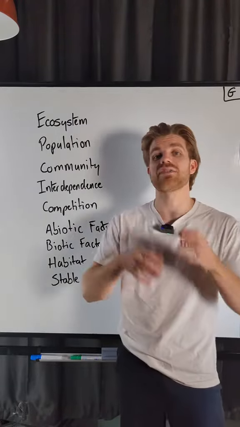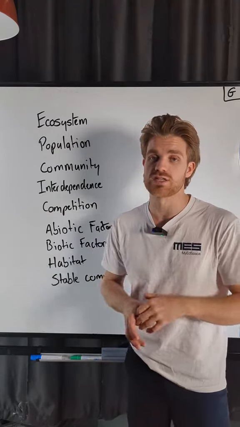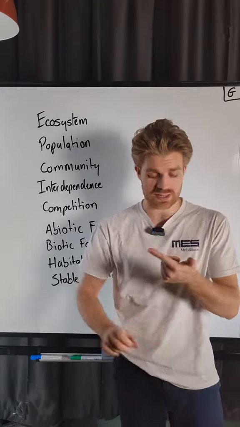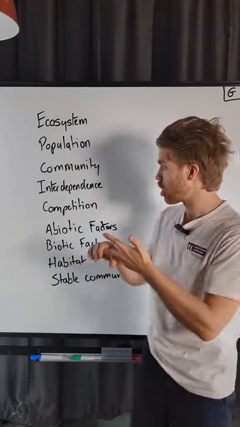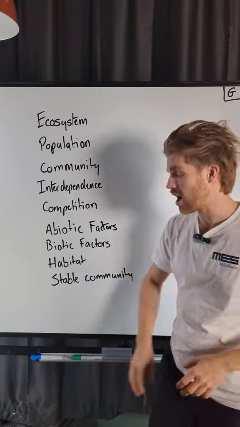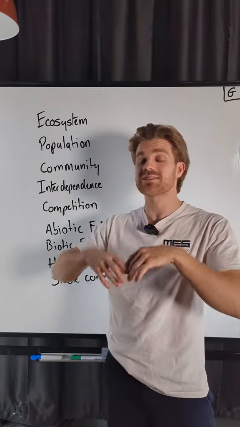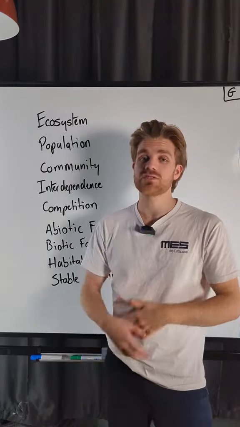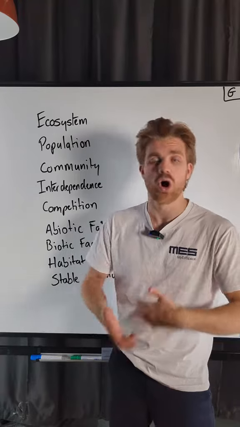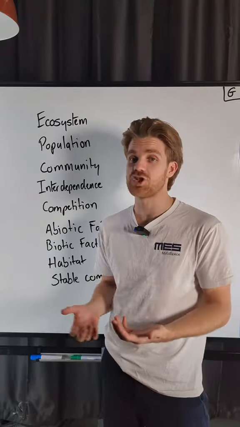Biotic factors, these are the living parts of the ecosystem that will affect the population. So this might be things like introduction of new predators, introduction of new pathogens, competition between species as well. And the habitat is where the organism lives. This could be living or non-living. The habitat could be a tree, for example, or the habitat could be something like sand dunes.